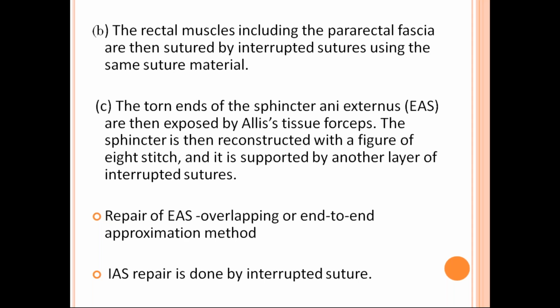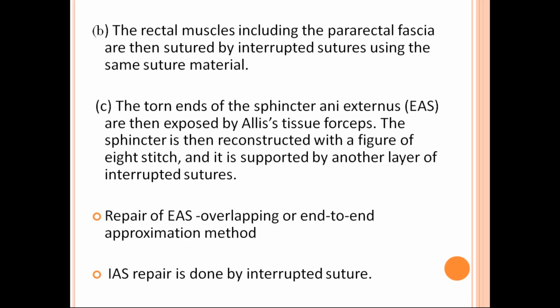It is very difficult to differentiate the internal and external anal sphincter, but if you are able to identify them, take the internal anal sphincter first, and then repair the external anal sphincter. So first is internal, then external. Again, the same suture can be used, an interrupted suture.